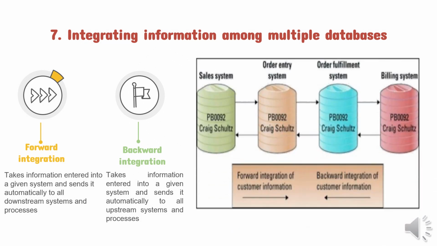Integrating information among multiple databases also includes forward integration and backward integration. The first one is forward integration, which takes information entered into a given system and sends it automatically to all downstream systems and processes. And backward integration takes information entered into a given system and sends it automatically to all upstream systems and processes.